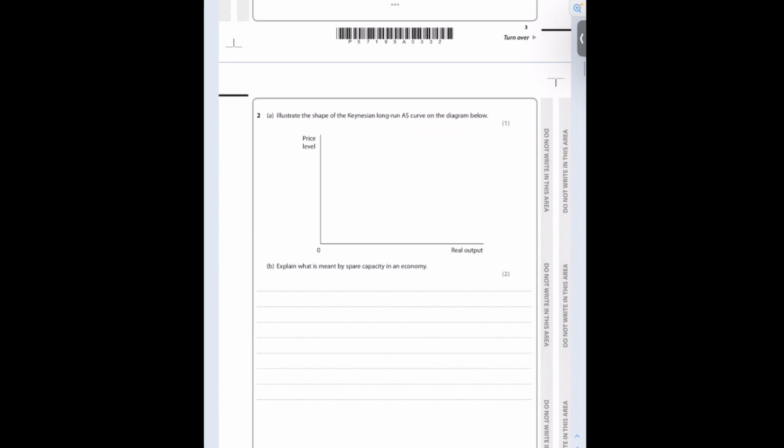Moving on. Okay, 2A. Illustrate the shape of the Keynesian long-run aggregate supply curve on the diagram below. Okay, that's nice and straightforward. If it's Keynesian, it's just like so. So you can represent the fact that there might be an output gap or spare capacity. That's Keynesian. If you're looking for classical, it's a straight line like so. But you don't need that for this, so we're going to get rid of it, just so you're aware.